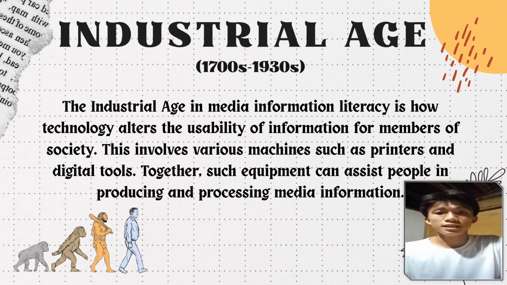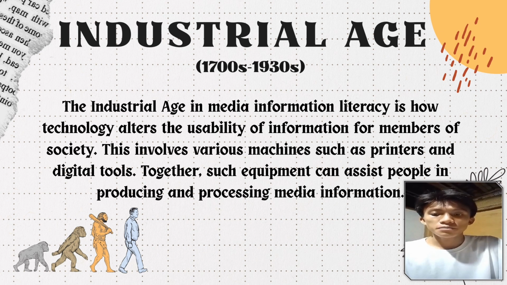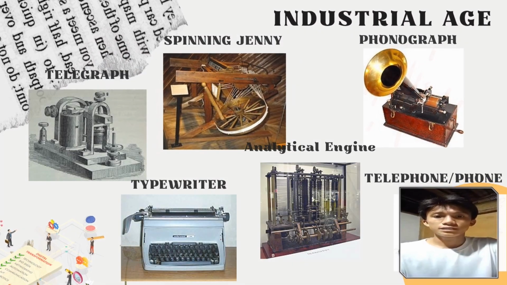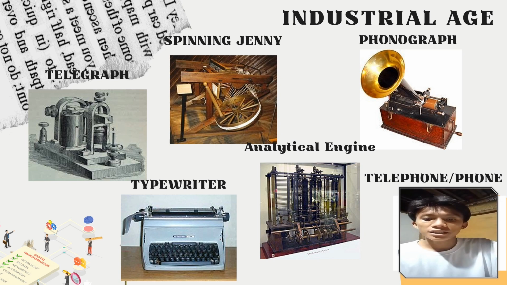Next is the industrial age, from the 1700s to 1930s. The industrial age in media information literacy is how technology of information is used by members of society. This involves various machines such as printers and digital tools. Together, such equipment can assist people in media information. And these are the examples of the industrial age.